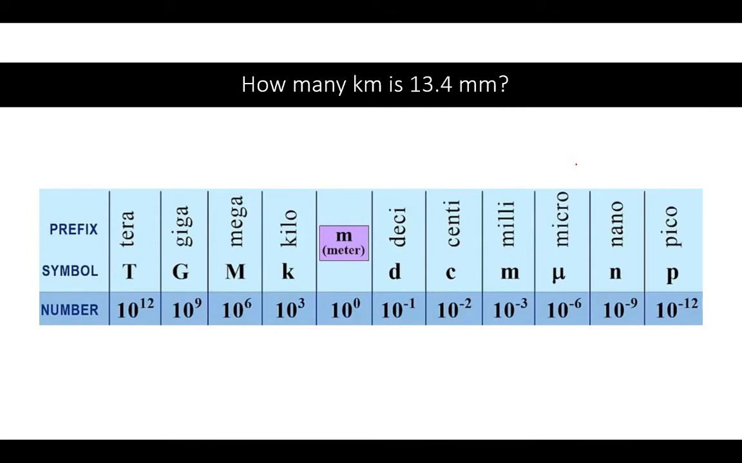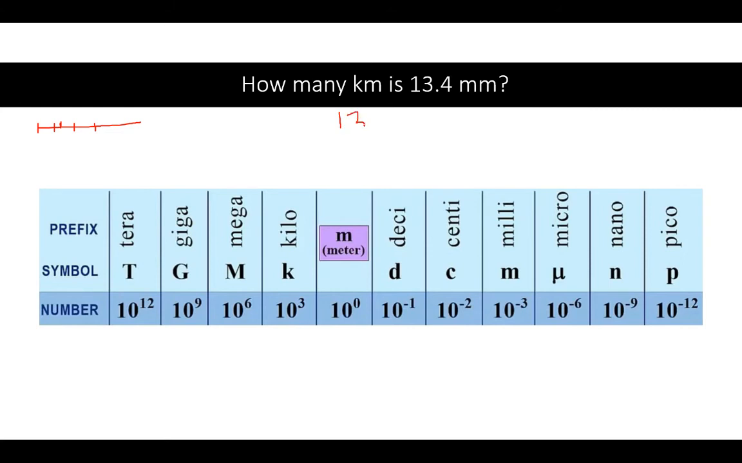And here's another example. This time we're going the other way. So we have 13.4 millimeters. And I just want to put this in perspective. If you look at any ruler with centimeters, 1 centimeter, 2 centimeters, 13.4 millimeters is like right here. It's a very small number. And kilometers are huge. Kilometers are on the scale of miles. So we're going to have a very small amount of kilometers.